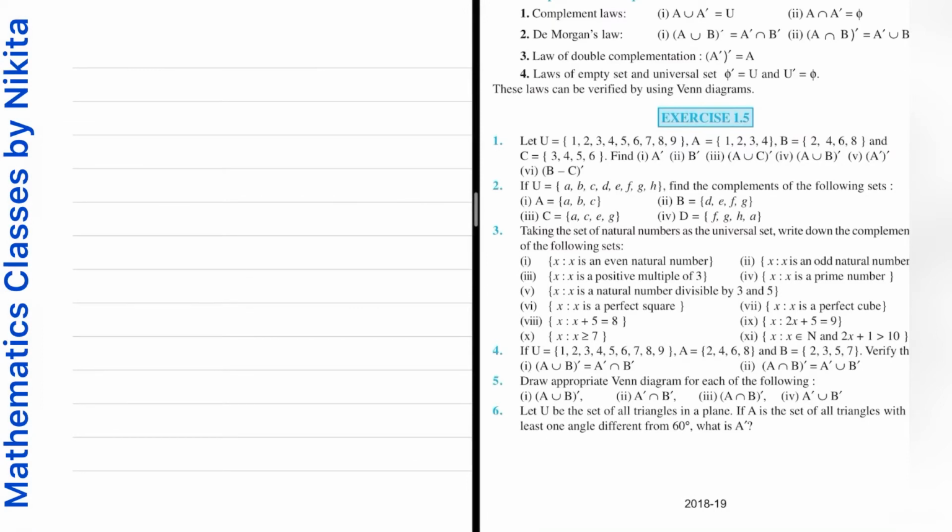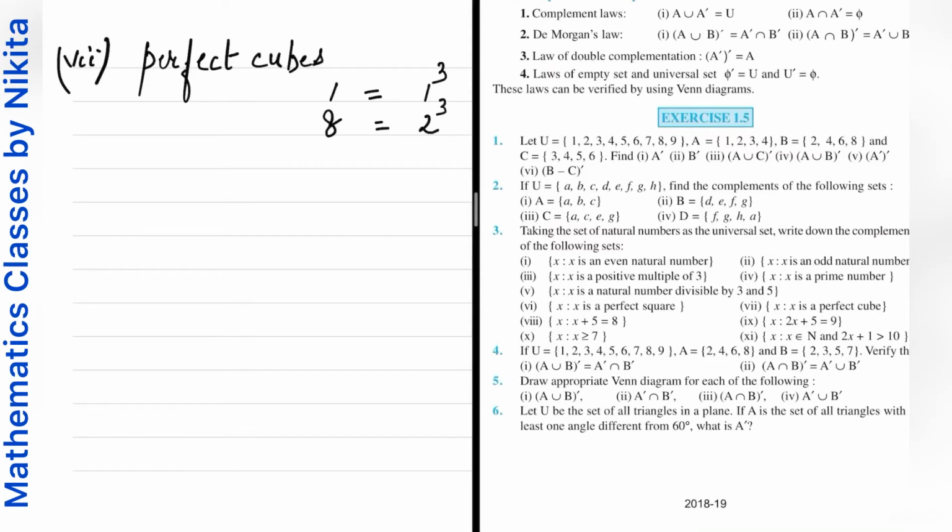Next question, next part. All those x such that x is a perfect cube. Now perfect cube, again very easy. What are perfect cubes? So perfect cubes means those numbers which can be written as cube of some natural number. For example, 1. So 1 can be written as 1 cube. Next will be 8. 8 can be written as 2 cube. Next will be 3 cube. 3 cube means 9 3s are, so 27. So these numbers are known as perfect cubes.